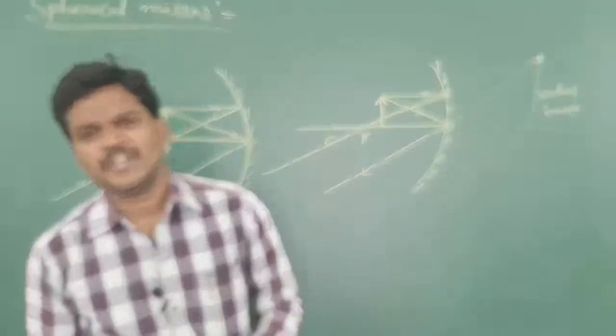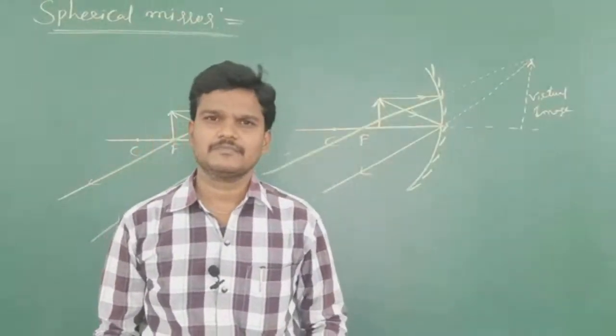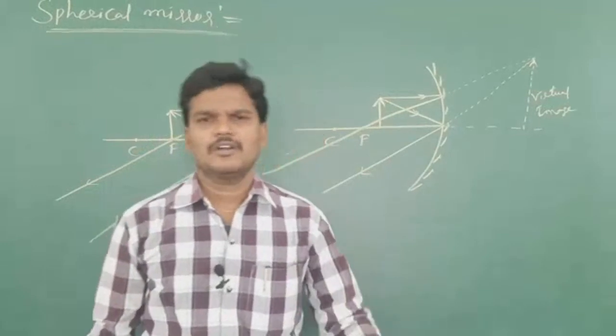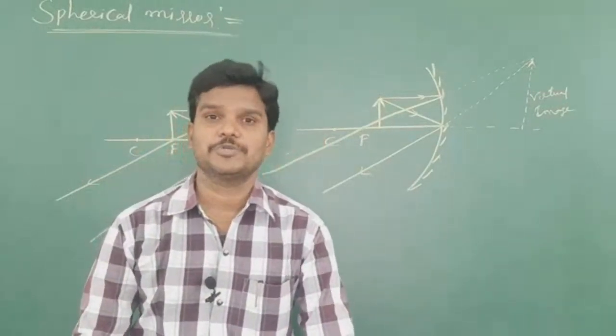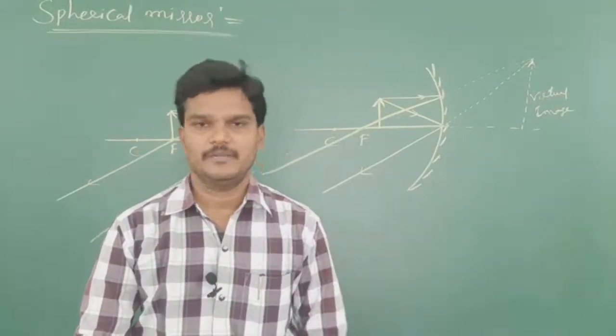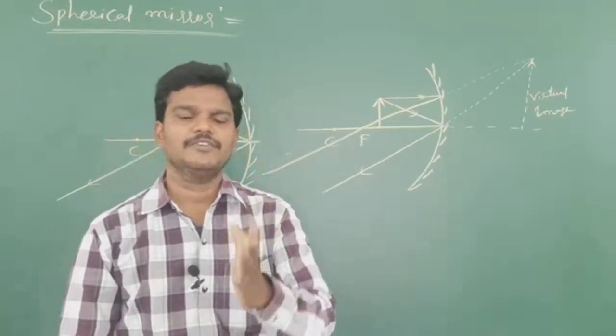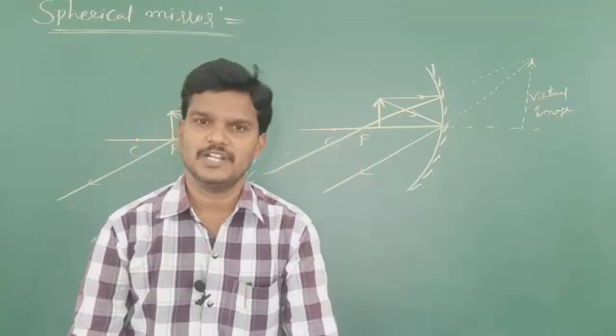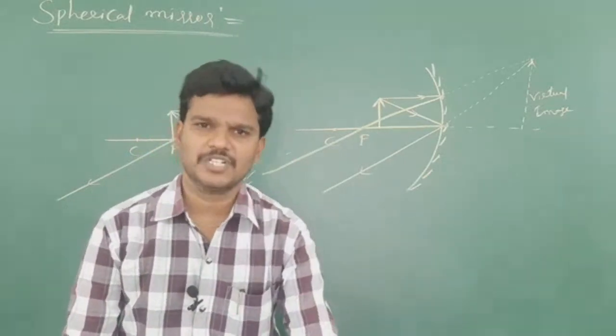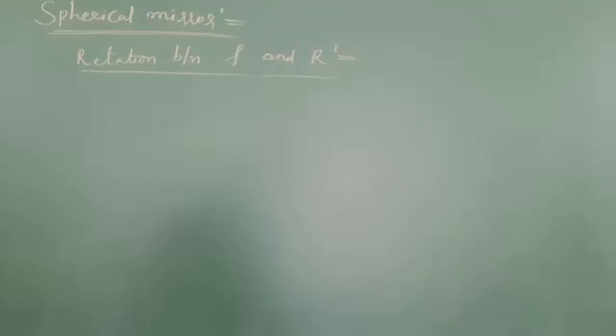If you draw the same diagram for a convex mirror, in every situation a convex mirror produces a virtual, erect image. So a convex mirror always produces a virtual image. Wherever the object may be, it produces a virtual image.